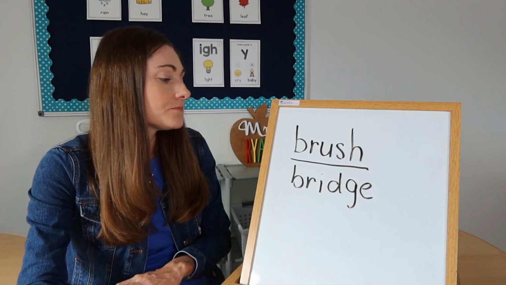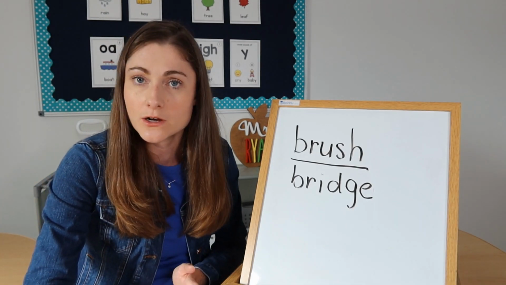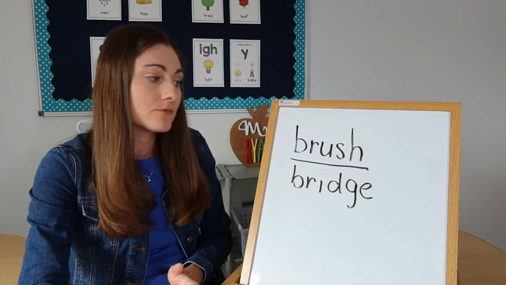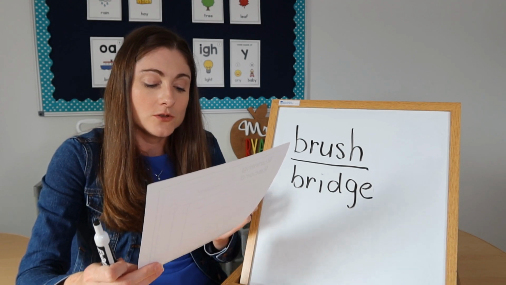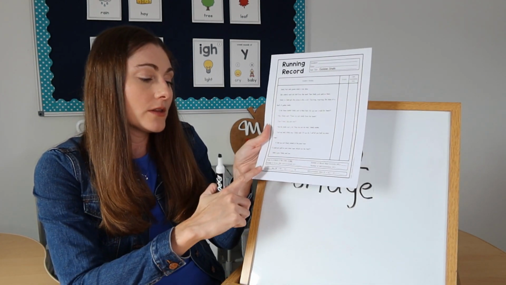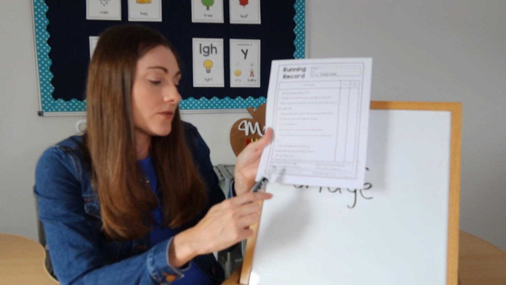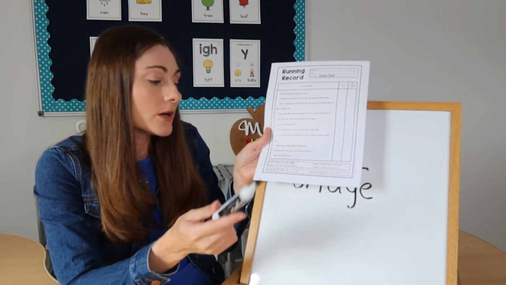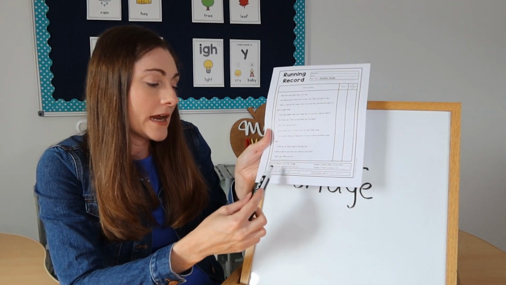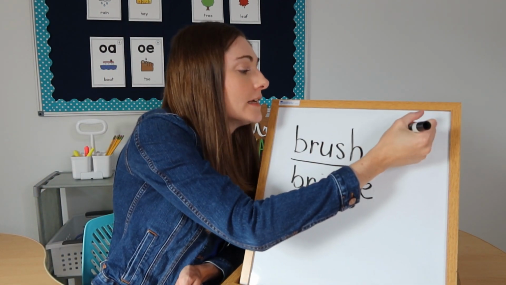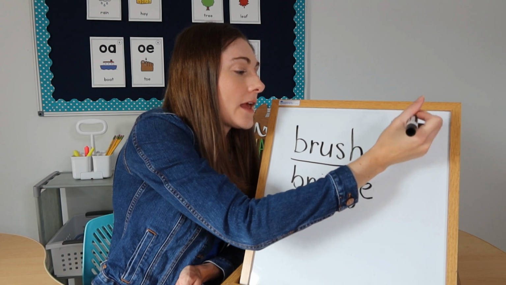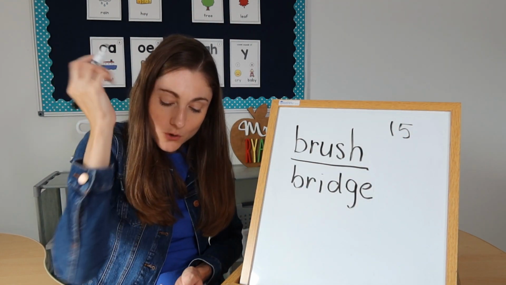Okay, so now let's talk about what you do with the running record after it's done. The first thing that you are going to want to do is calculate the accuracy rate. And here on this example, there's the formula for it. So you would just take the number of words that are correct, like let's say 15 words correct, and let's say that there were 20 words total.